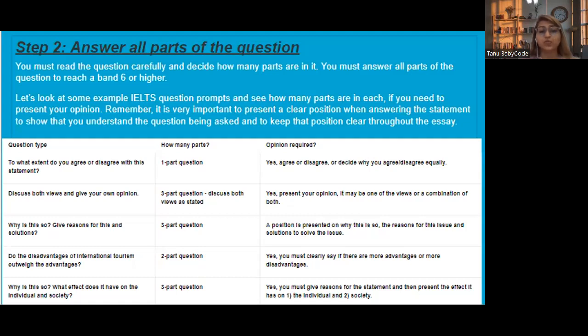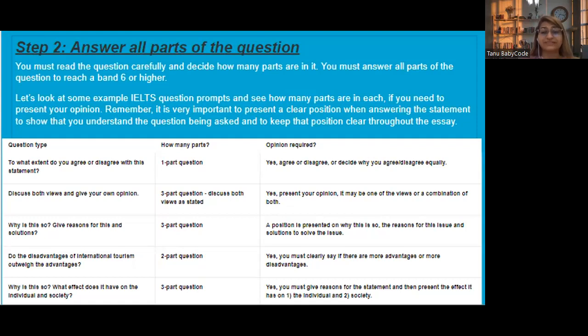Next question is, why is this so? Give reasons for this and solution. Now, again, this question has three parts. Why is this so is the first one. Give reason is the second one. And solution is the third one. So again, there are three parts of the question.